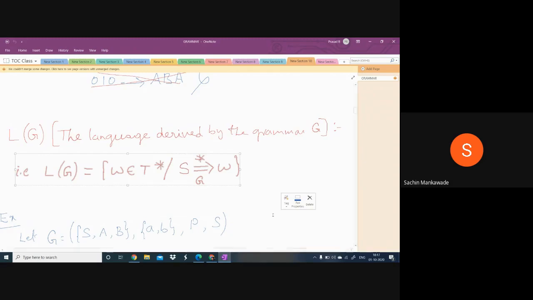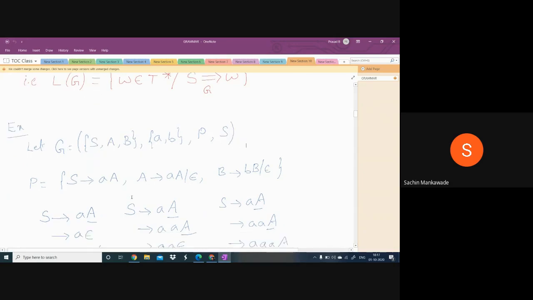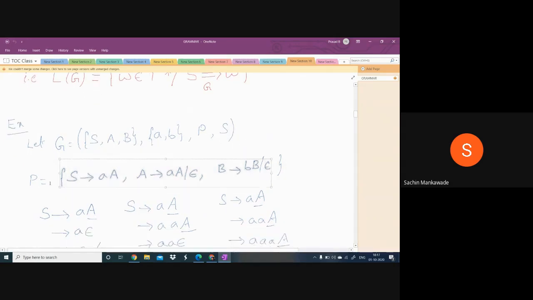Okay, now we see the example. Let this be the grammar. S, A, B are the non-terminals, small a, b are the terminals, P is the set of productions, S is the start symbol. Okay, now let these be the productions. S is the start symbol, S derives AA. A has two productions. One is A derives AA, and the other one is A derives epsilon. Similarly, B is also having two productions. One is B derives BB, and the other one is B derives epsilon. So these are the total 5 productions given.